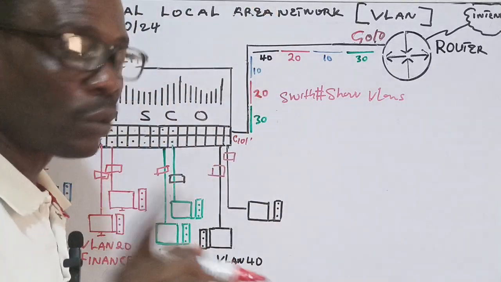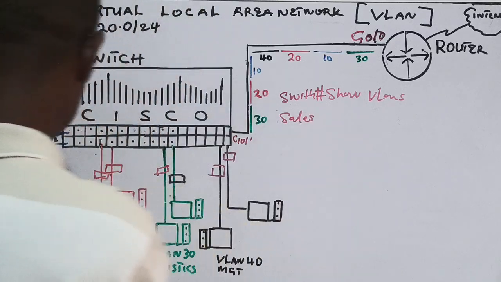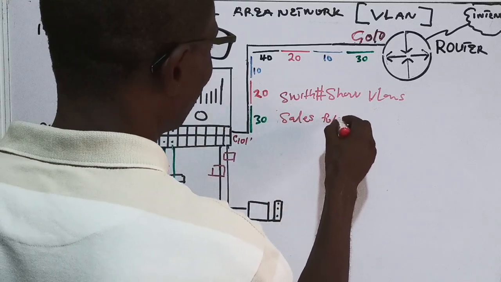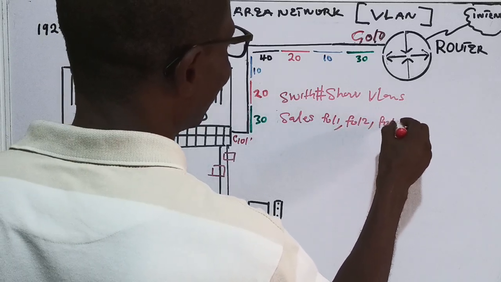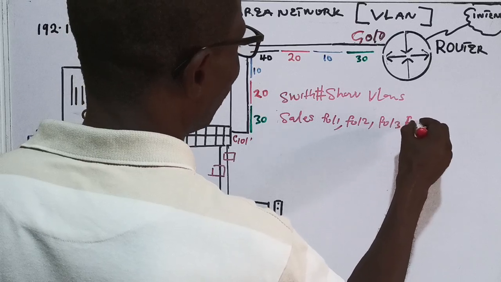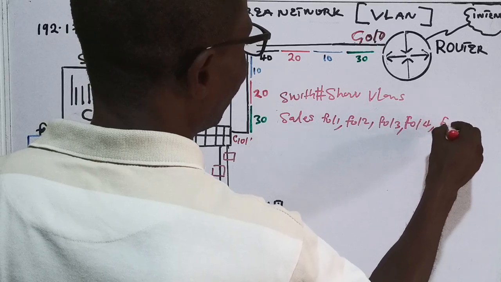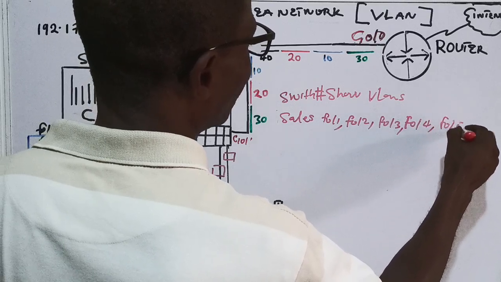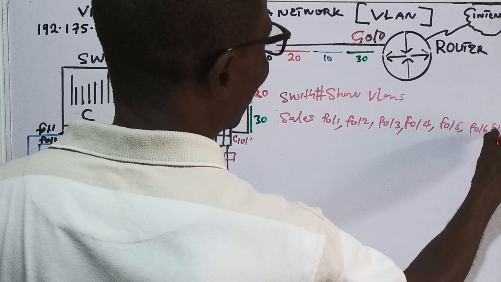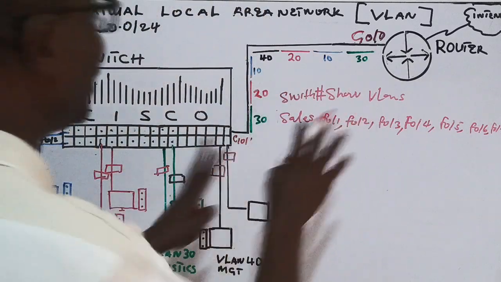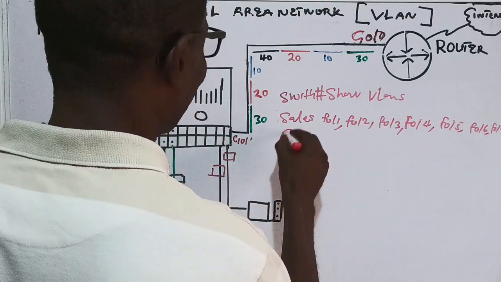You hit enter. Do you know what you're going to see? You're going to see cells on this interface of FO/1, FO/2, FO/3, FO/4, FO/5, FO/6, and FO/7 have been enabled for sales. Okay, the same thing is applicable to finance.